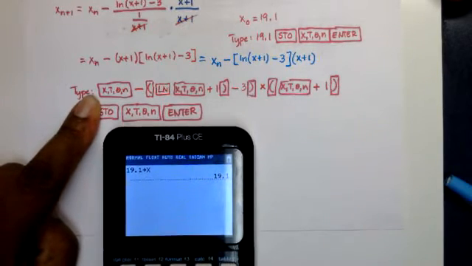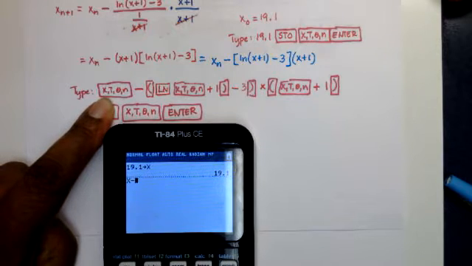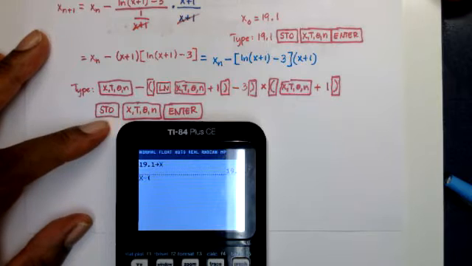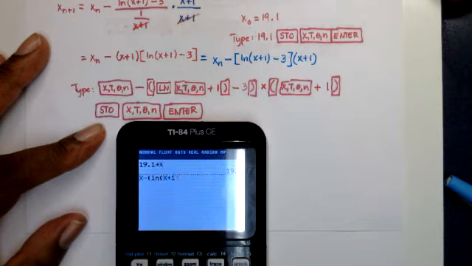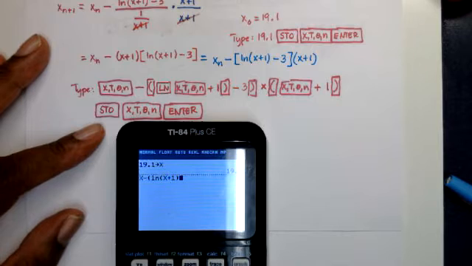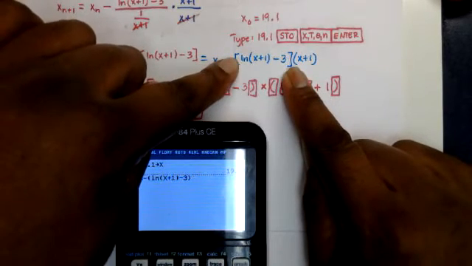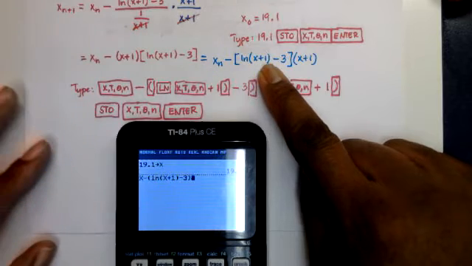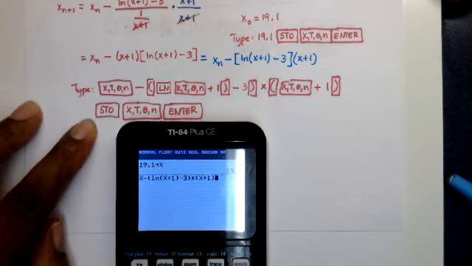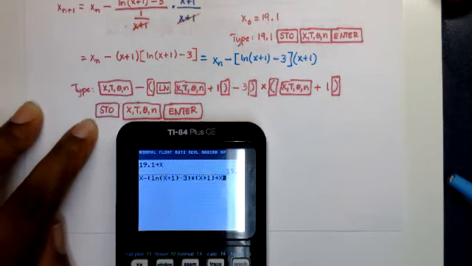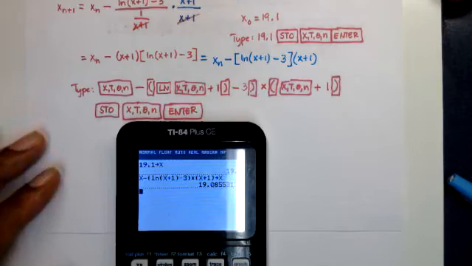So what we're going to do here is type the x, X,T,theta,n for the x, and then minus, then left parentheses, press the ln key, and then get your x by pressing X,T,theta,n for the x, and then plus 1, right parentheses, close that, and then minus 3, and then right parentheses again. Because this bracket represents the parentheses on the outside, and this represents the parentheses on the inside. And then that's going to be multiplied by, so we press the times button, and then left parentheses, X,T,theta,n for your x, plus 1, close parentheses. And then press the button that says STO on the far left-hand side. Press the X,T,theta,n for the x, and then press enter. That will give you the first iteration.